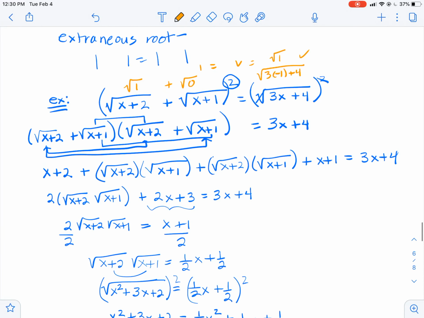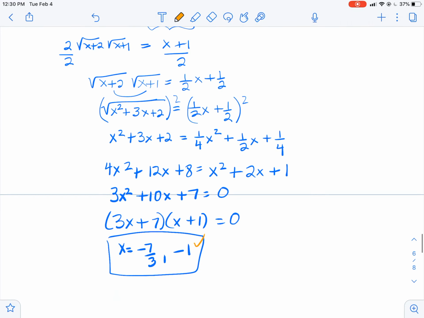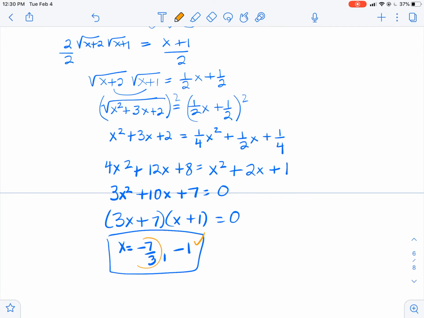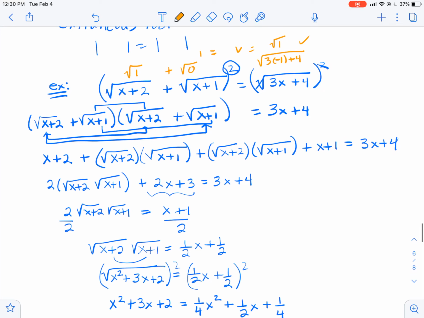Now I would need to do the same thing for 7/3. Now that's going to be a little trickier because I'm going to need to run my calculator. I don't have it on me right now. So you could double check that. So your question would be double check to make sure negative 7/3 works by substituting it in.